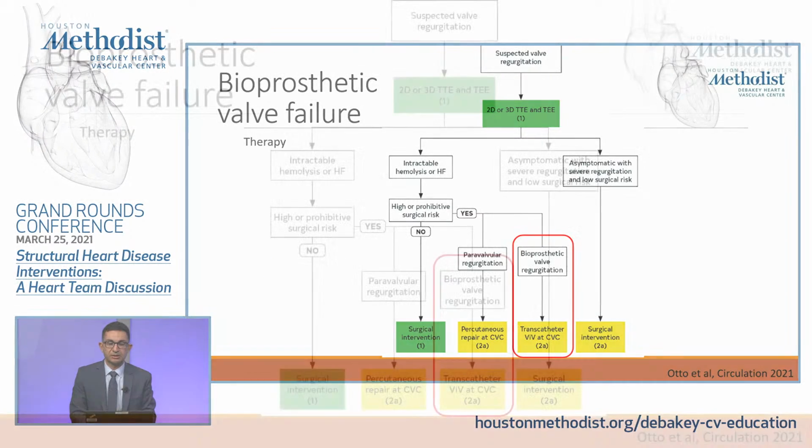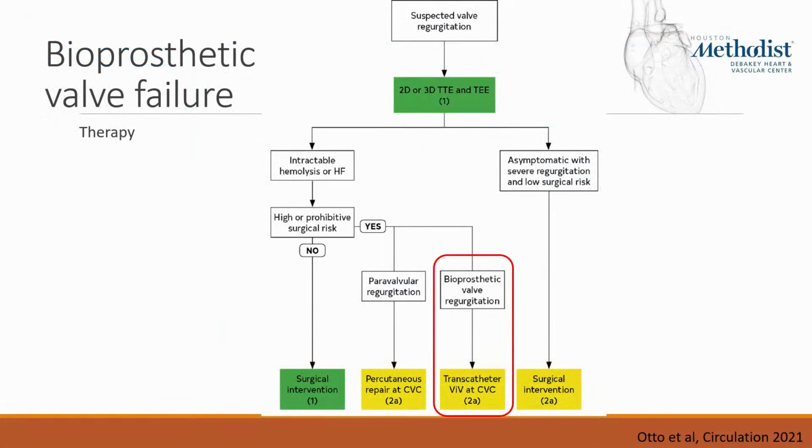Before we go through the procedure, this is the new algorithm proposed by the 2021 valve guidelines that was published just recently for bioprosthetic valve failure. In these patients with high or prohibitive surgical risk with bioprosthetic valve regurgitation, a transcatheter valve-in-valve option is a 2A recommendation.